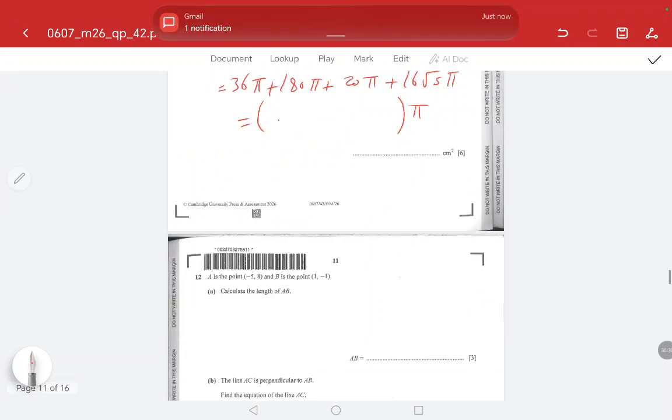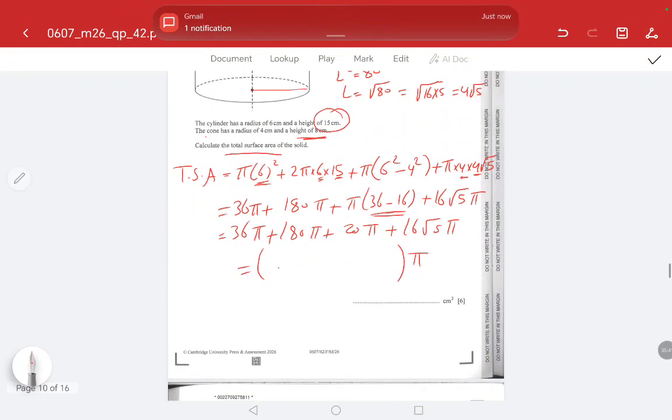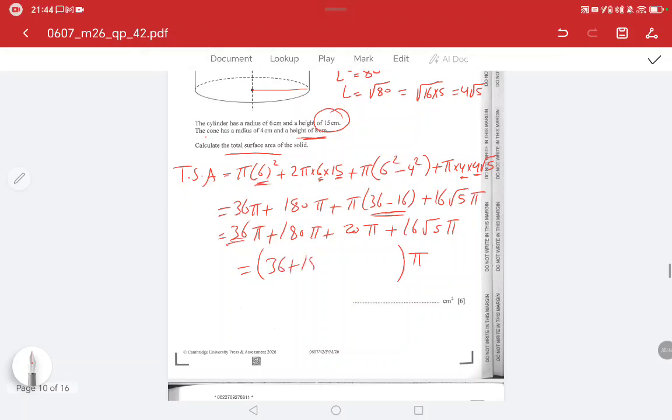So it's like 36 plus 180 pi. Oh, pi is outside already. Okay, plus 20 plus 16 square root of 5. Okay, so this is 200. So 236 plus 16 square root of 5 pi.